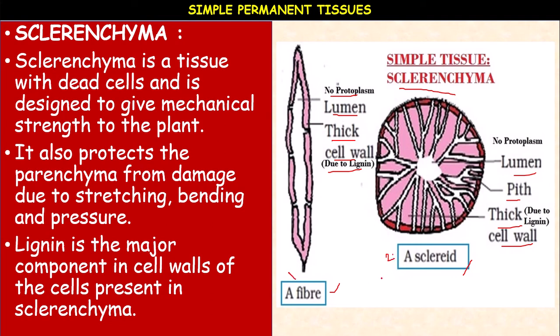Okay, children. The sclerenchyma fibers occur in all those parts where mechanical strength is required, whereas sclereids are found in the walls of fruits, the walls of nuts, and the seed coat of legumes.